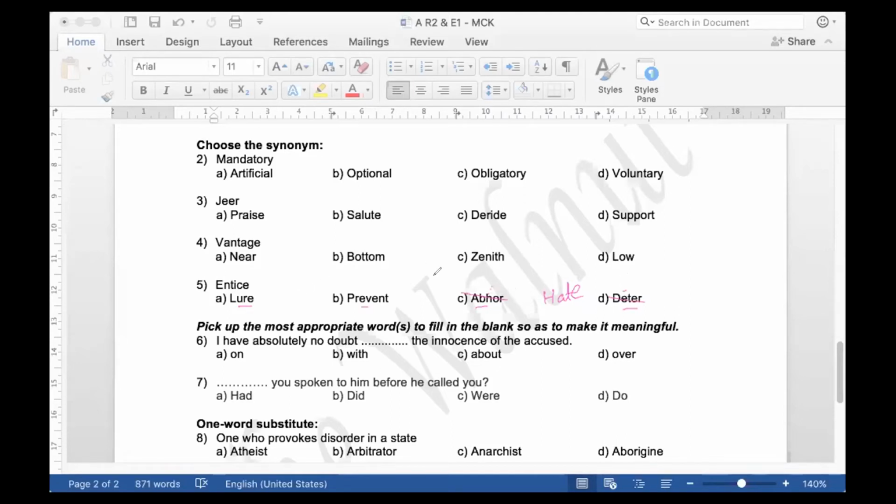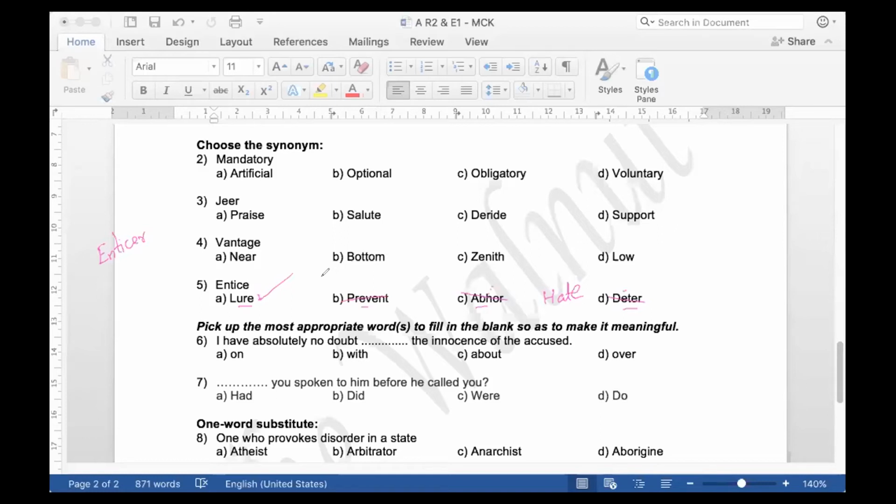Then prevent and lure. Entice means what? Entice, probably you heard of Bajaj Enticer. There is a bike, the Bajaj Enticer. If the meaning is prevent, then that cannot be for a brand. Usually the brand names are positive. So prevent cannot be the answer. Then the answer must be lure. Lure means rewarding or attracting. So that is what lure is.